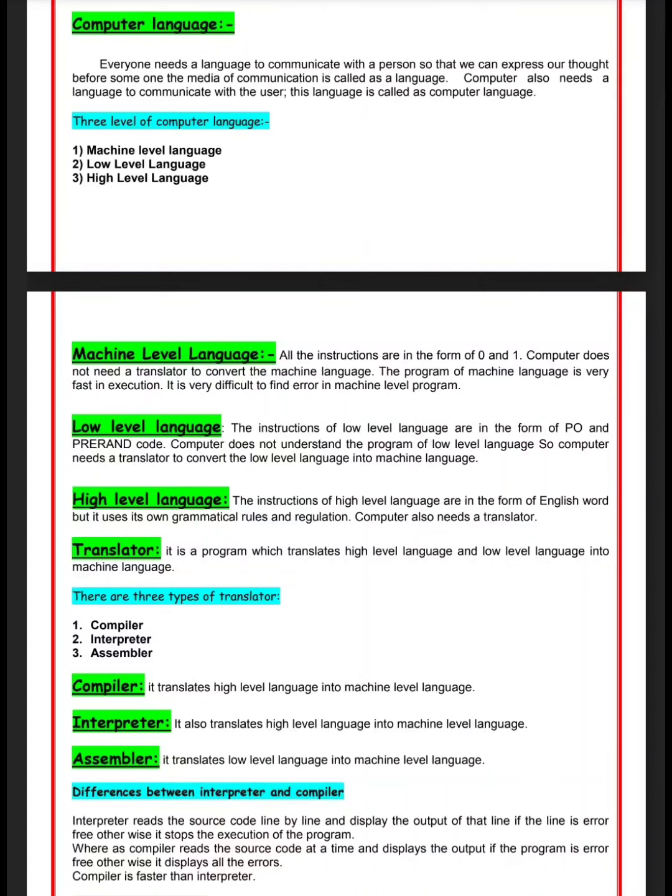Translator: it is a program which translates high level language and low level language into machine language. There are three types of translator: compiler, interpreter, and assembler. Compiler: it translates high level language into machine level language. Interpreter: it translates high level language into machine level language line by line. Assembler: it translates low level language into machine level language.